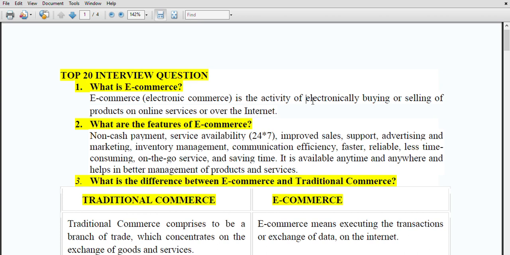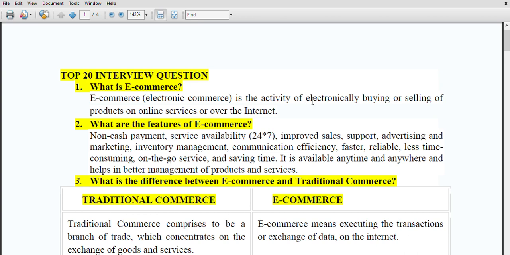It improves the sales support, advertising and marketing, inventory management, communication efficiency. It's faster, reliable, less time consuming, then easily accessible. It does not have area restrictions. Then it is available anytime and anywhere, which are the main features of e-commerce.